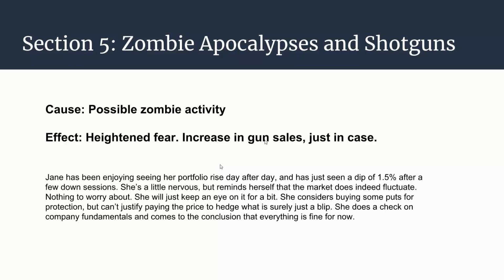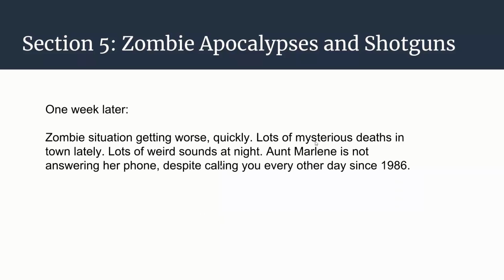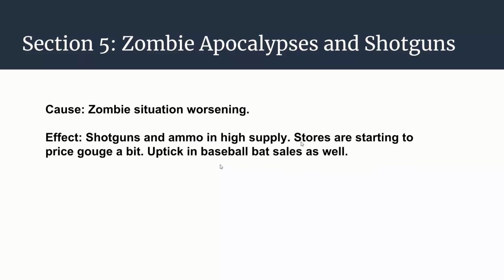And then a week later, zombie situation getting worse. We got some deaths, some weird sounds. You got Aunt Marlene not answering her phone. Some things are deteriorating. And what happens now is that there's more demand for shotguns and ammo in our scenario here, and they start becoming scarce. So the stores are starting to price gouge a bit. And then the other weapons that are not shotguns start selling also. So puts, volatility products, everything's starting to get bid up a little bit.